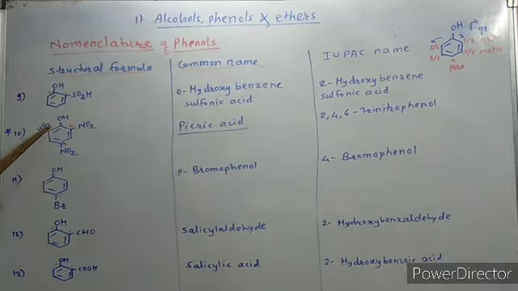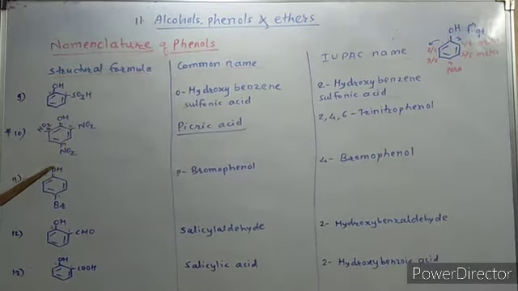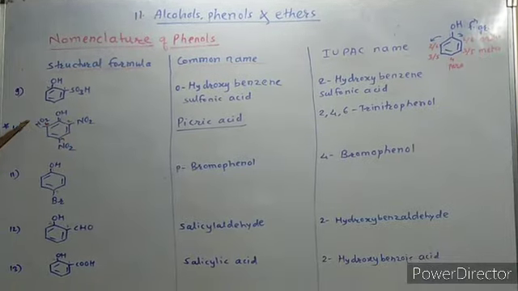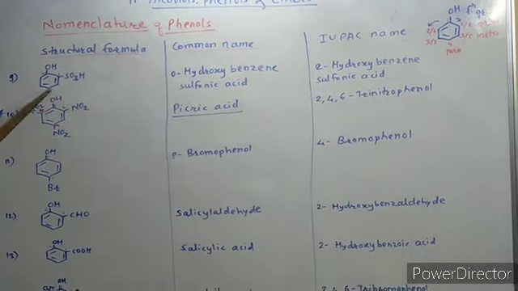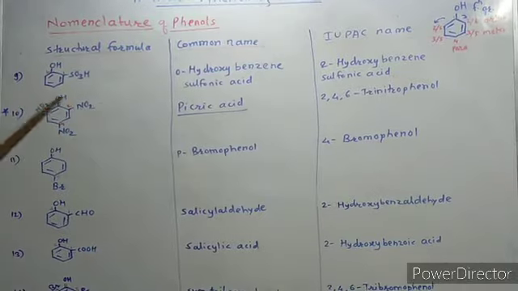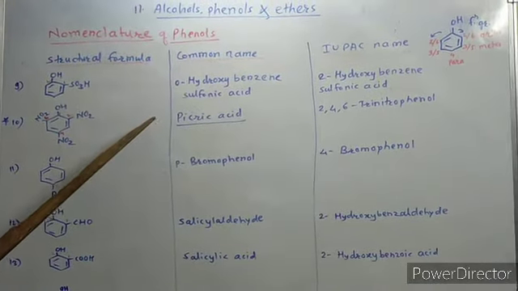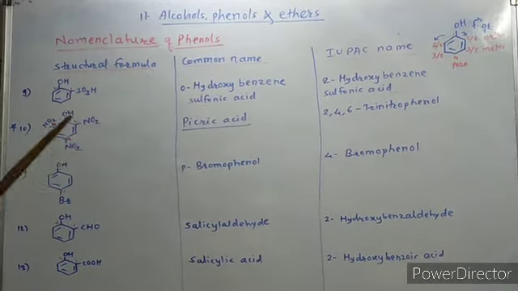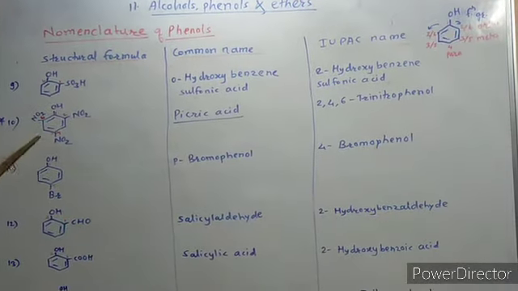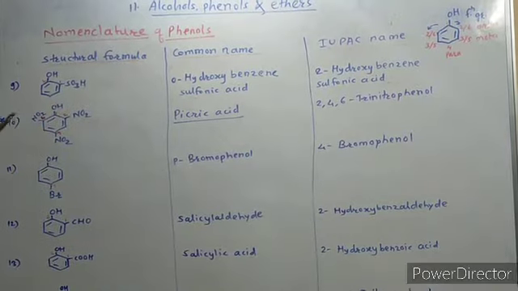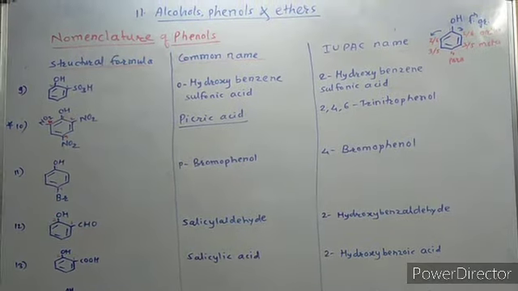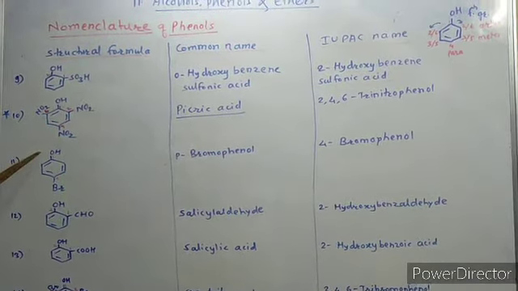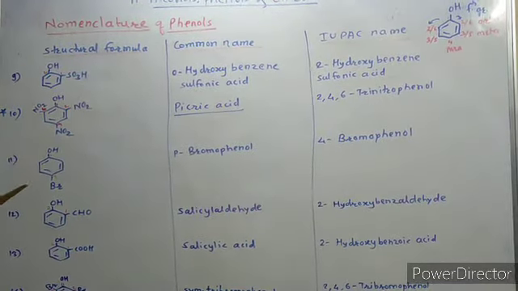Now see the next compound, it is a very important compound. The OH group attached to the first carbon atom, and 3 nitro groups attached to the second, fourth and sixth position respectively. So the common name of the compound is picric acid. Many times questions are asked on picric acid. So the IUPAC name becomes 2,4,6-trinitrophenol.